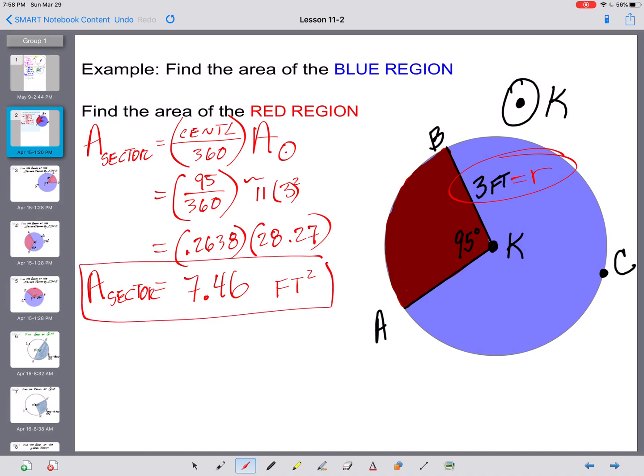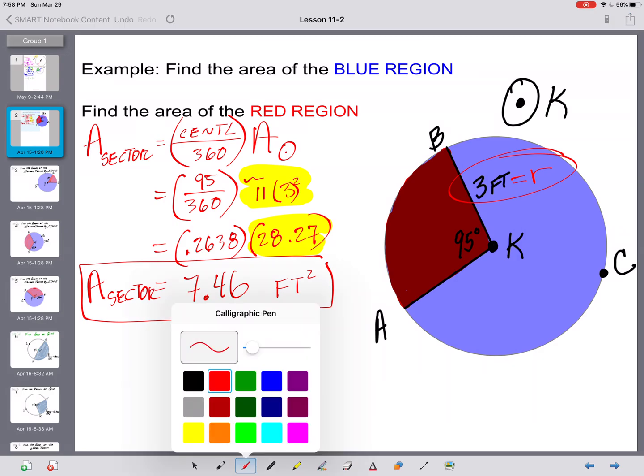Now, I want to find the blue one. Two different ways to do it. I'm going to do it a little simpler way. I'm going to take the whole area of the circle and take away the red one. That'll give me the blue one. Do I know the area of the whole circle? Yes, I do. Look at it. Pi r squared. There it is right there. That's the area of the whole circle.